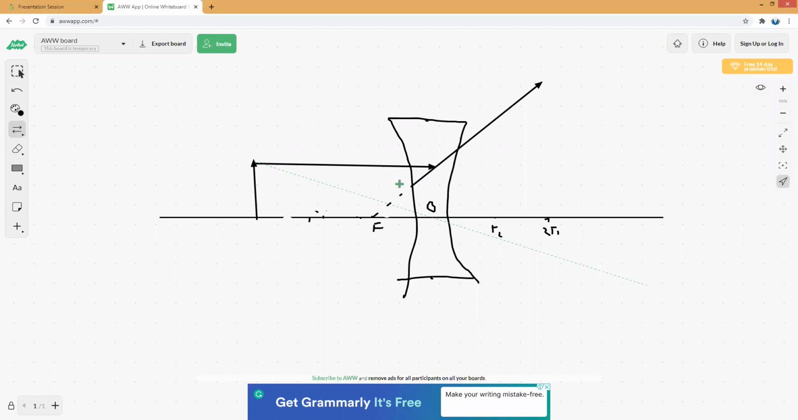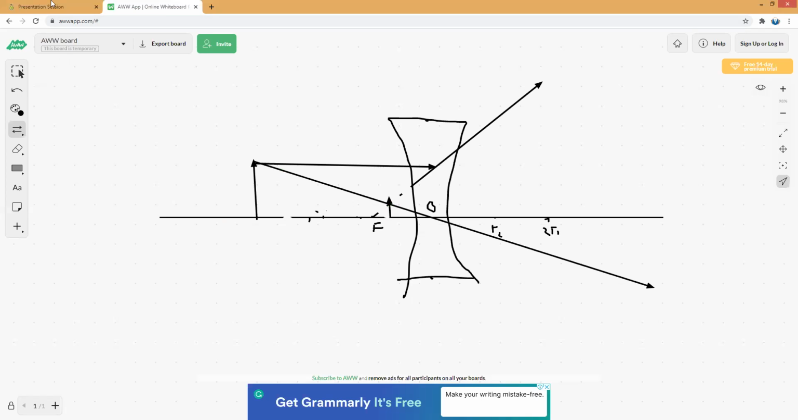You all remember the rule that if a ray of light passes through the optical center, it goes on without getting deviated, right? It will go undeviated. So you see that the image is formed here. It is virtual, erect, and diminished. Is everyone fine with this? Okay, so that's the ray diagrams. Both the ray diagram sets are over.